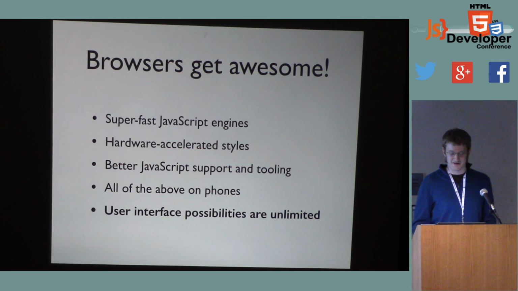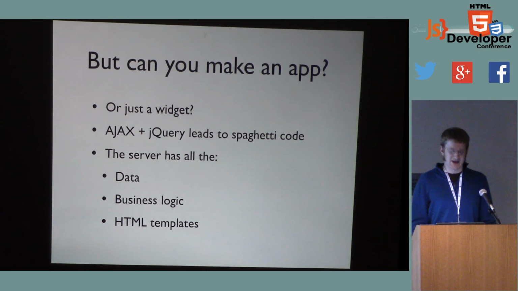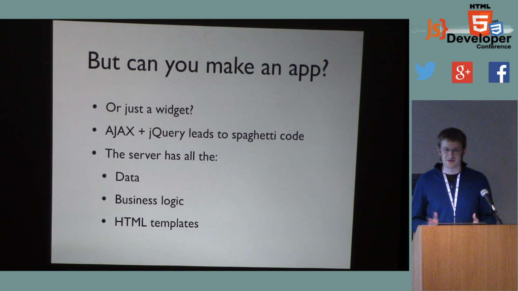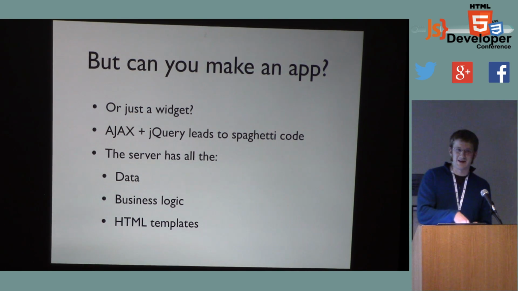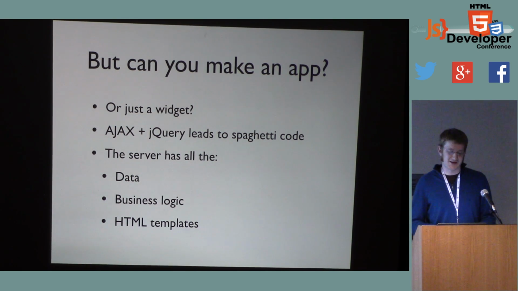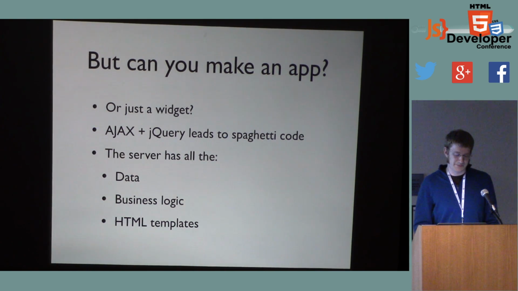You can put anything on the screen, but can you make an app with it? That's really the real question. You can make a rotating cube. You can make a Rubik's Cube, Google Doodle, but can you make a full app? And the problem there is that AJAX and jQuery lead to a lot of spaghetti code. If you just keep manually writing, okay, now fetch this data, now go update like the class on that DOM element, and now like fetch this other data, that really doesn't lead to a scalable architecture for building apps.